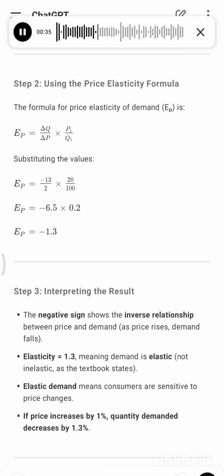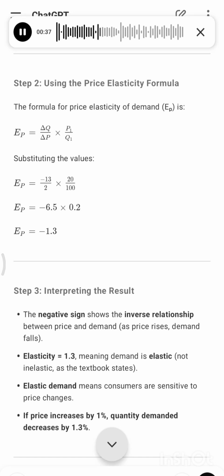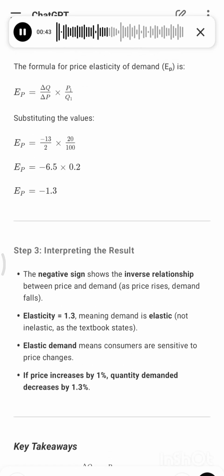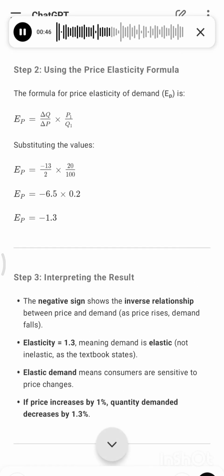Step 2. Using the price elasticity formula. The formula for price elasticity of demand, EP, is EP equals ΔQ/ΔP times P1/Q1. Substituting the values, EP equals minus 13 over 2 times 20 over 100. EP equals minus 6.5 times 0.2, so EP equals minus 1.3.